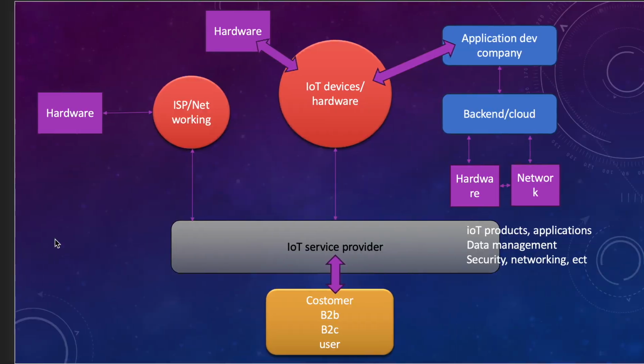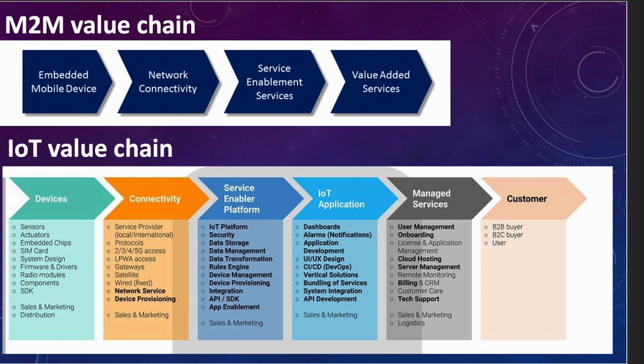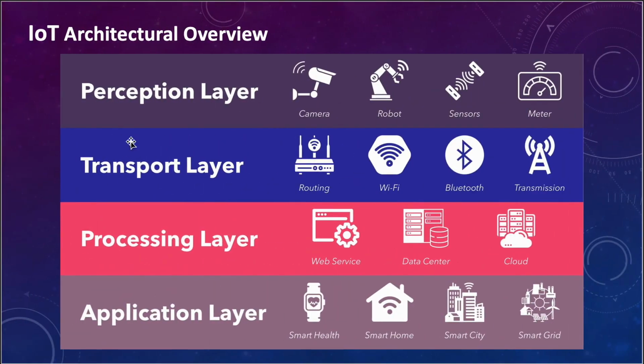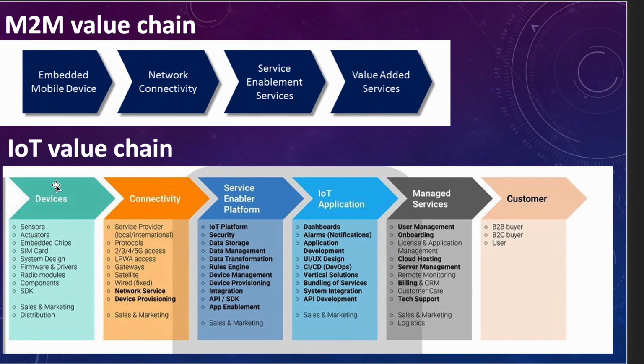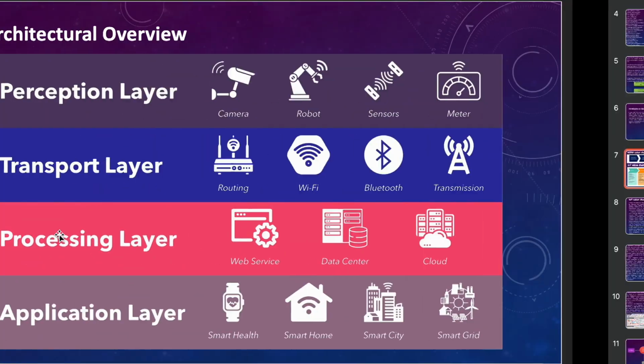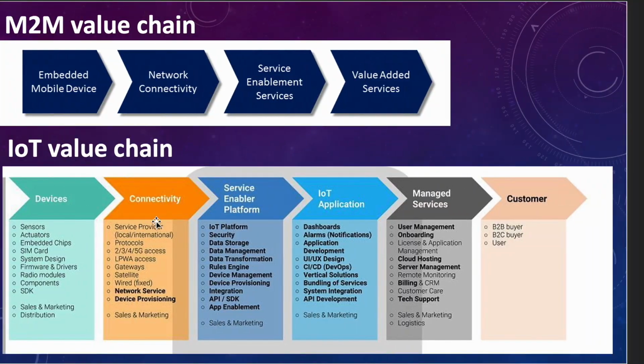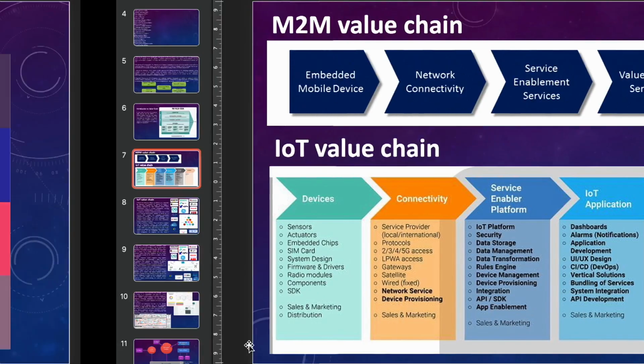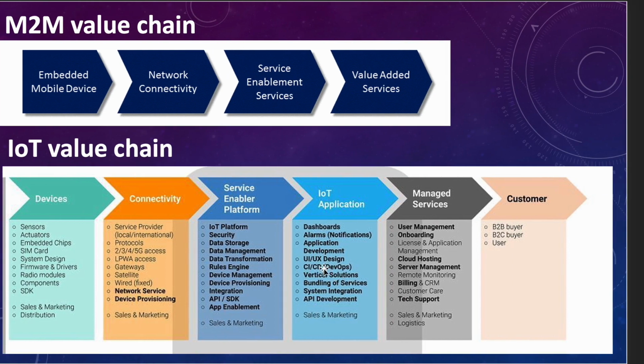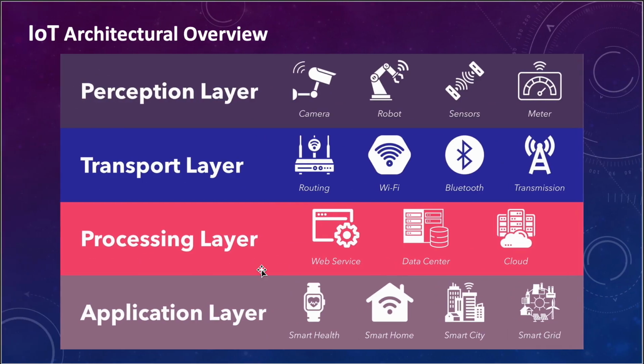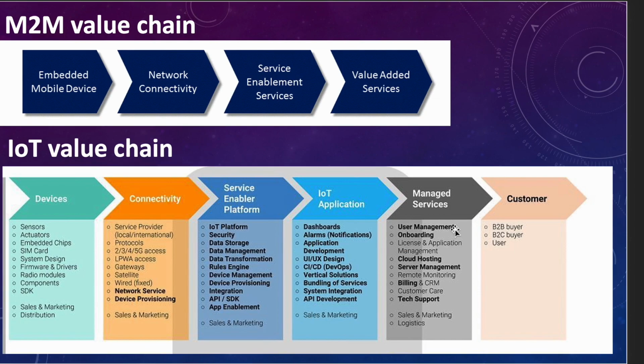As you can understand, these are pretty similar. In a value chain, the perception layer is the devices. The transport layer is the connectivity. The processing layer is the service enabler platforms. The application layer is the IoT applications, including dashboards, alarm notifications, and so on. Then maintaining all these four layers is the managed services.